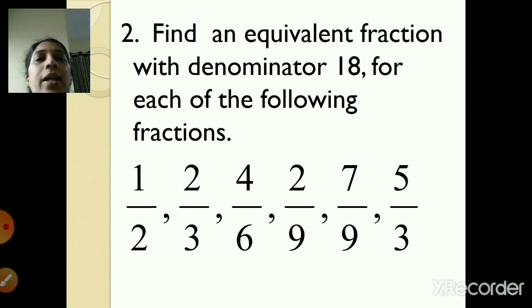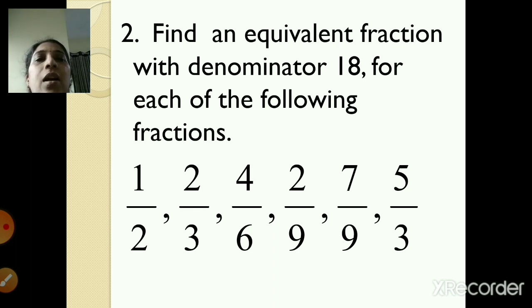So now let's move to the second one. Find an equivalent fraction with denominator 18 for each of the following fractions. So 1 upon 2, 2 upon 3, 4 upon 6, 2 upon 9, 7 upon 9 and 5 upon 3. So these are all the fractions given. So you have to find out an equivalent fraction with denominator 18. So everywhere the denominator will be 18, you have to find out the numerator.